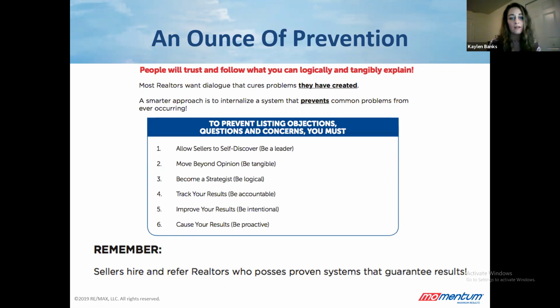You want to be proactive. You want to take everything that you're learning and all of these things and group it together and make sure that it's consistent over time. So Mel and Jess, are there any other ways to prevent a listing objection that maybe aren't on this slide or that you can think about that would be helpful?